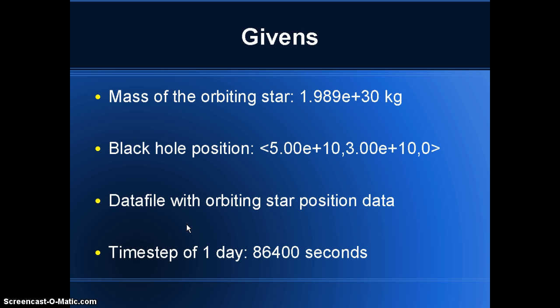First, what are we given? We're given the mass of the orbiting star in kilograms, the black hole position in meters, and a data file with the orbiting star position data. On top of that, we're also given the time step of 1 day, which is 86,400 seconds.